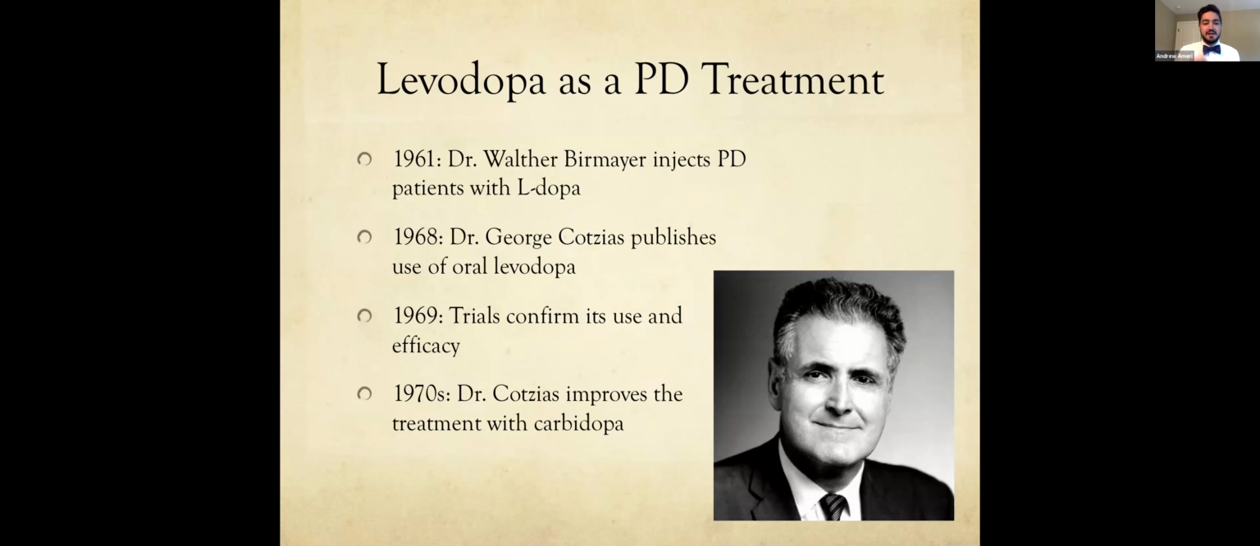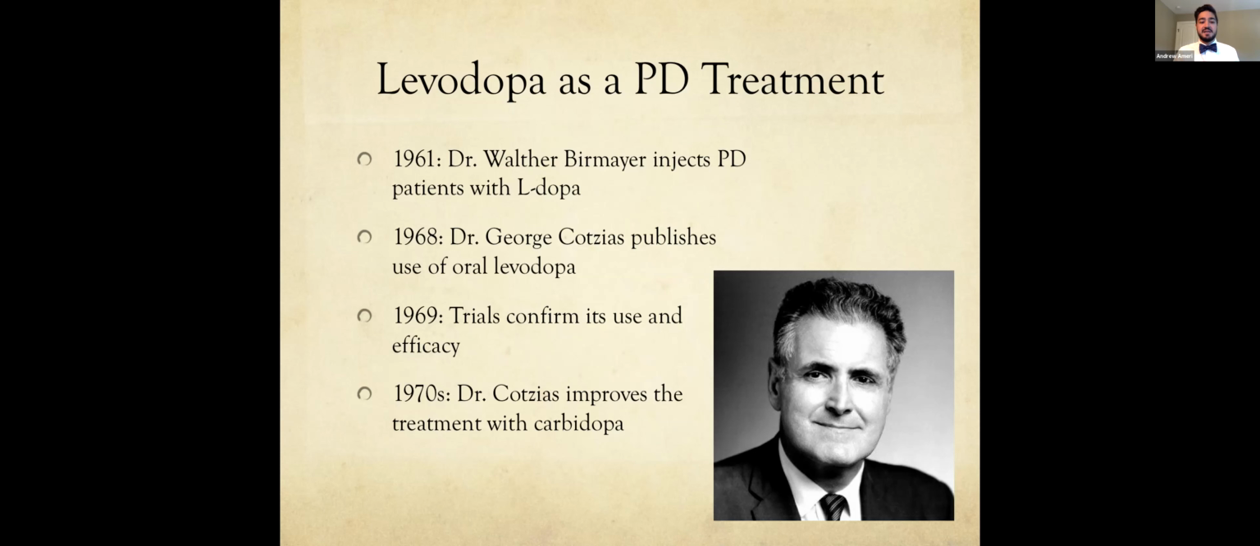In 1968, Dr. George Cotzias, who's pictured here, published a paper in the New England Journal of Medicine describing his successful use of oral levodopa with gradual titration to minimize side effects, which was a big problem with the IV formulations used by Dr. Birkmayer. In 1969, subsequent open-label levodopa trials with oral preparations confirmed both short and long-term benefits. This was further confirmed in double-blind placebo-controlled trials published the same year.